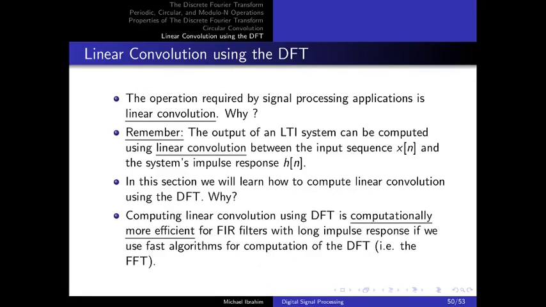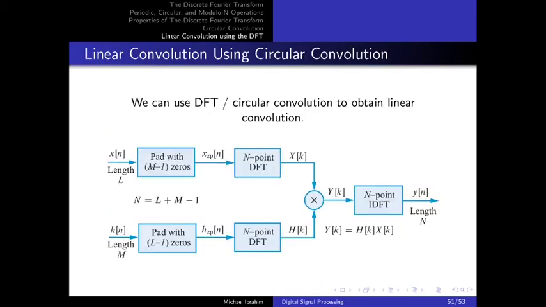Why? Because computing linear convolution using DFT is computationally more efficient if we use the fast Fourier transform. Using the fast Fourier transform will be more efficient from the computational point of view. So this block diagram over here summarizes the process. There is a mathematical proof behind this flow chart or block diagram, but let's skip the mathematical derivation and go to the final result.